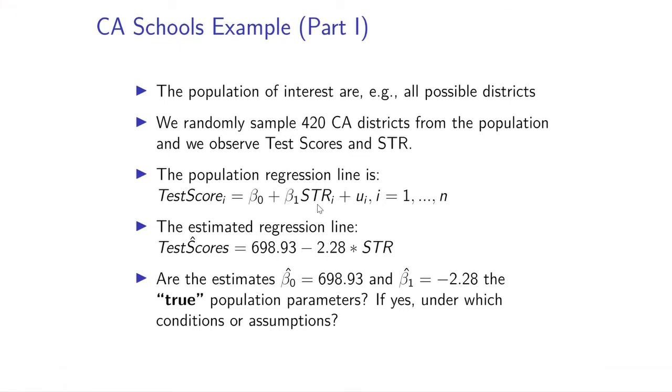The OLS procedure estimates that the best fitting line looks like this. The intercept is estimated to be 698.93, and the slope is estimated to be negative 2.28. Now, the big question here is, are the estimated parameters equal or close to the true population parameters? And if so, under what conditions and assumptions?